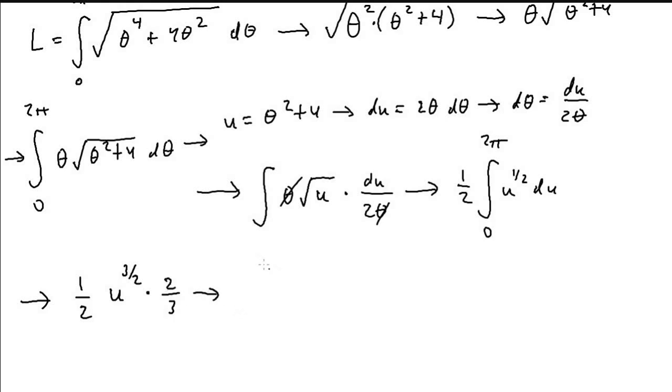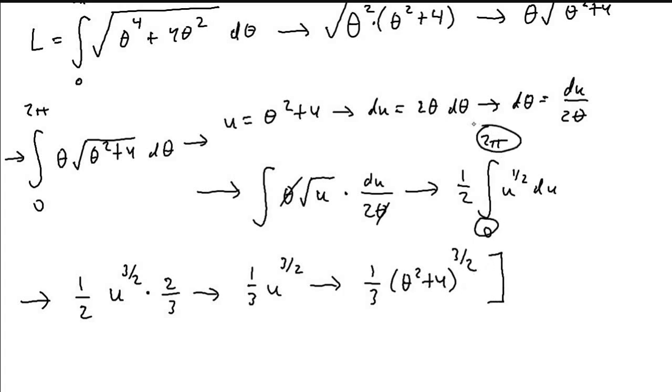So then I'll get 2 over 6, or 1 over 3 u to the 3/2. And once again, u is theta squared plus 4, so I will rewrite u as 1/3 times theta squared plus 4 to the 3/2 power. And then we're going to evaluate. Our bounds are from 0 to 2 pi. So I'll write 0 to 2 pi.